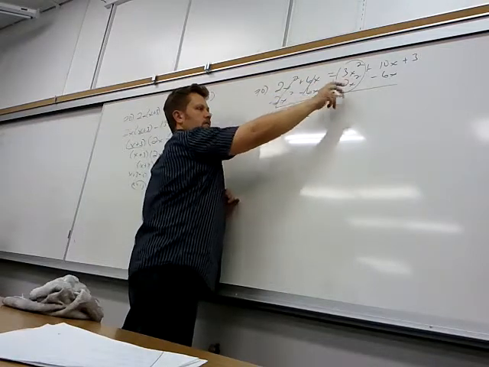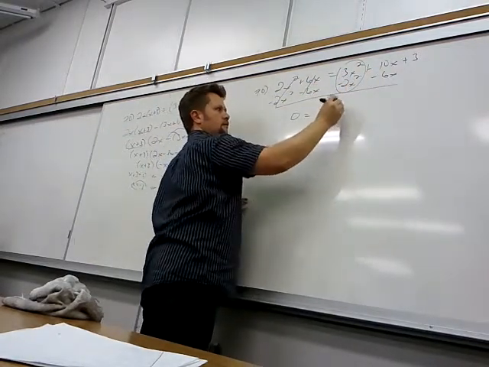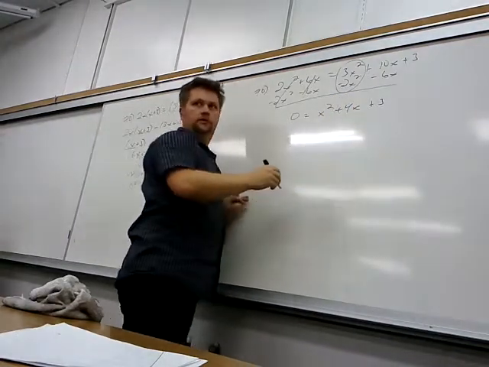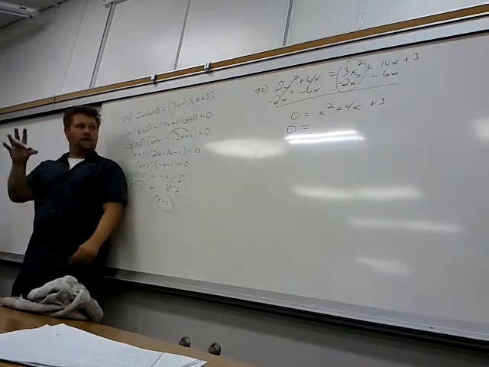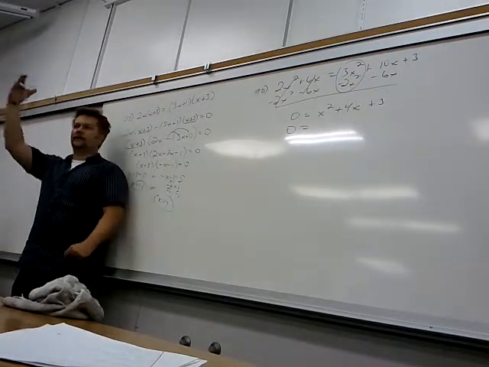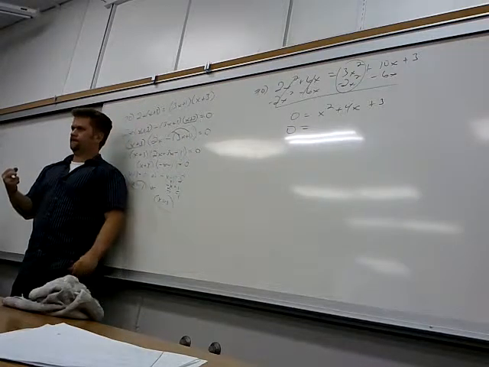What do I get here? x squared plus 4x plus 3. And that's easy to factor. But can you see how we got a little lucky there? That there was a 3 and a negative 2, so I ended up with a 1x squared.